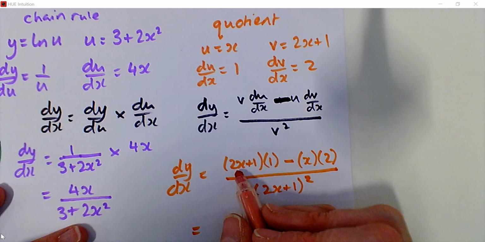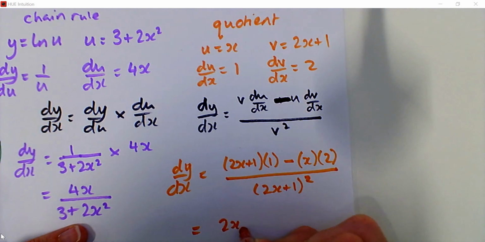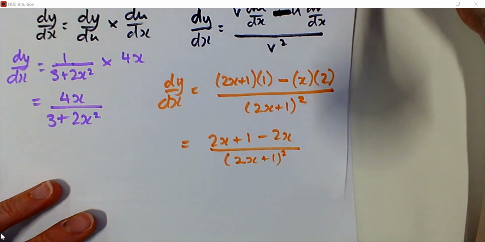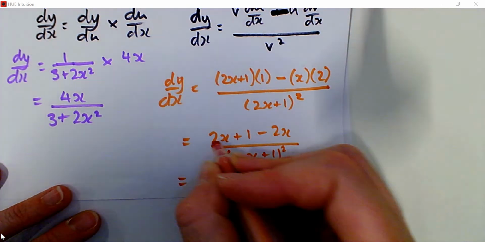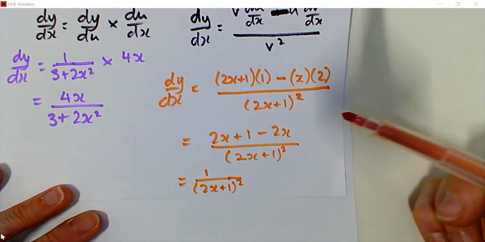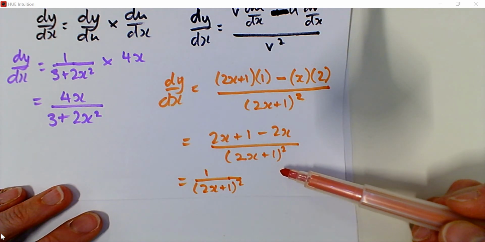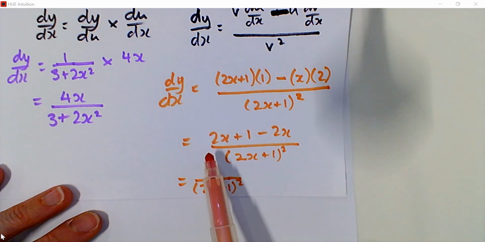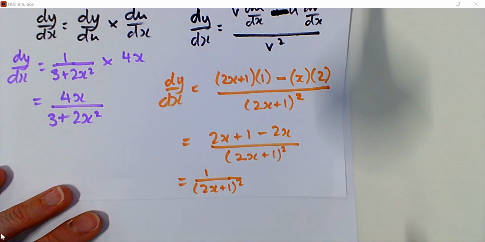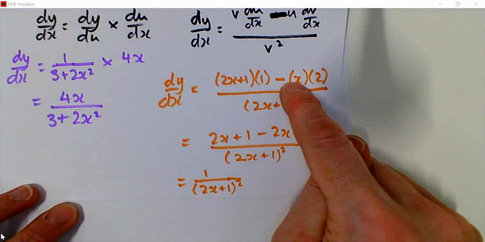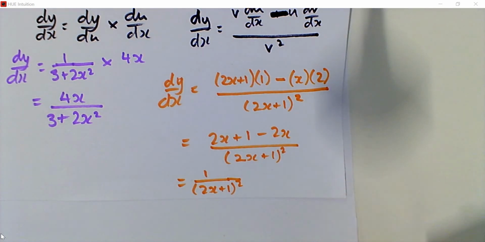So what have we got? We've got 2x plus 1, take away 2x, over 2x plus 1 all squared. Let's just do the subtraction at the top. So we get 1 over 2x plus 1 all squared. Notice I did not expand the denominator. There's absolutely no need to. But when you've got some simple algebra in the numerator, you will be expected to expand and simplify that. As long as this was in a respectable state, so maybe if you had the 2 at the beginning, you could probably leave it. I hope that helps.